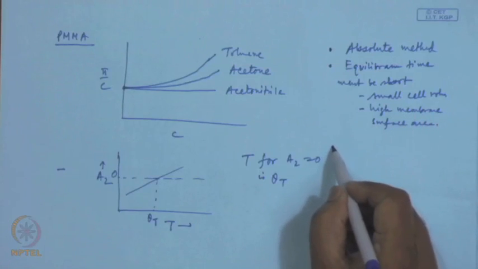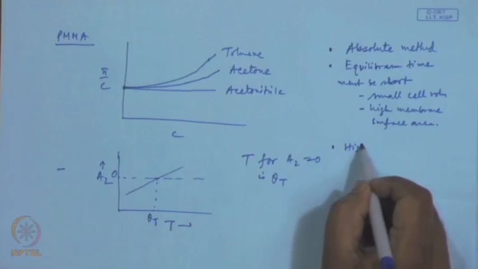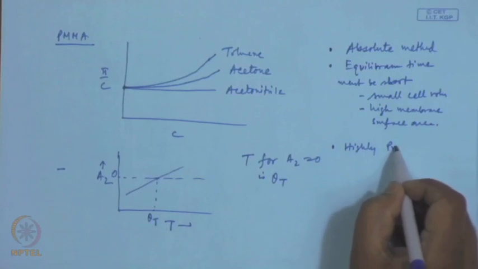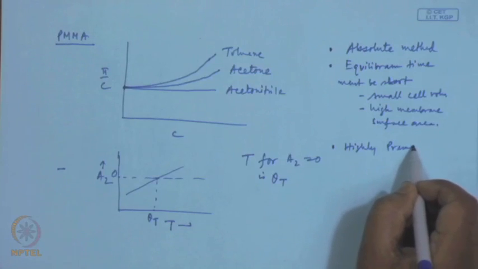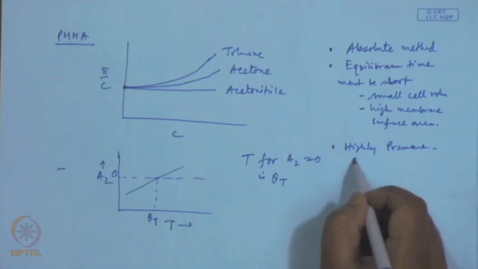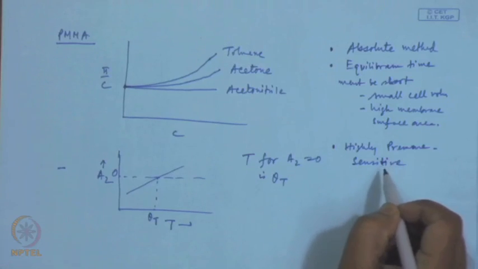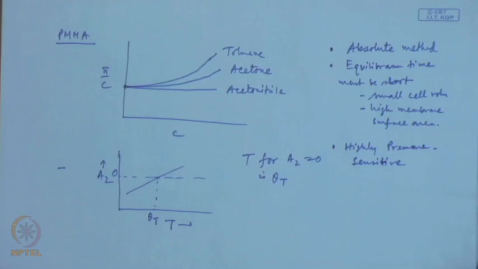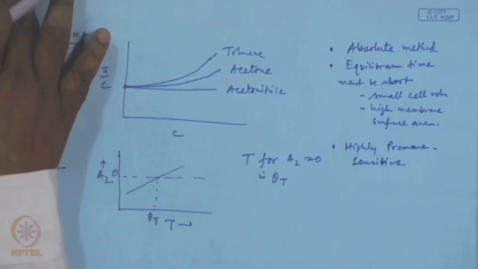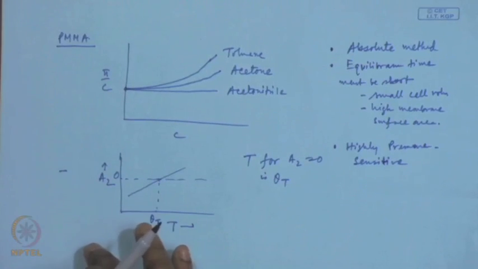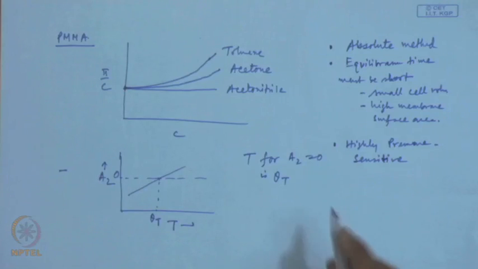We also need very highly pressure sensitive equipment, because the value of osmotic pressure is quite low, so that we can accurately determine the osmotic pressure.